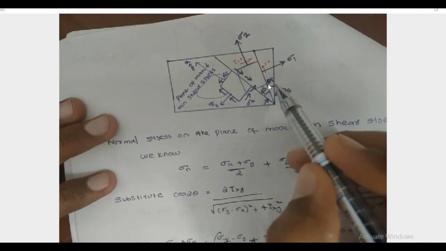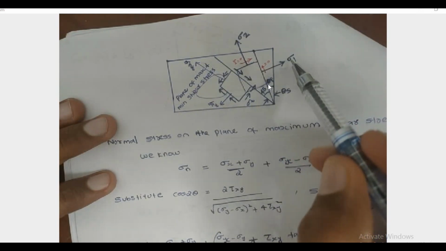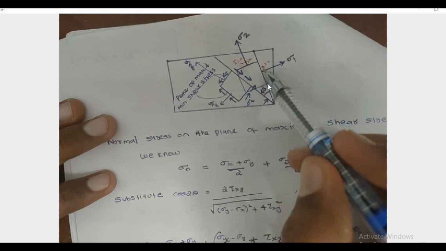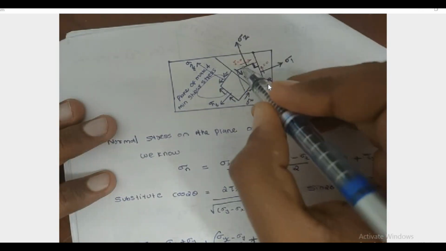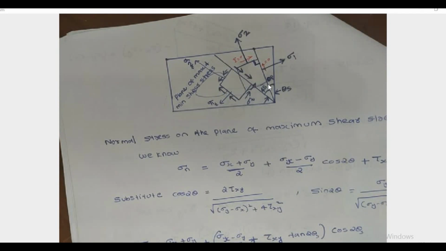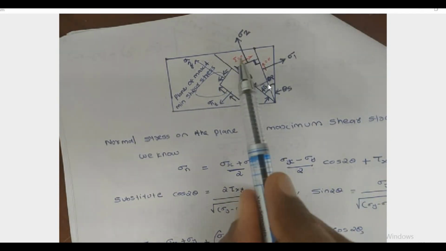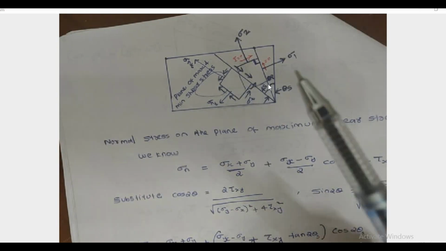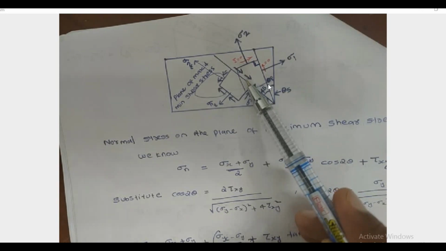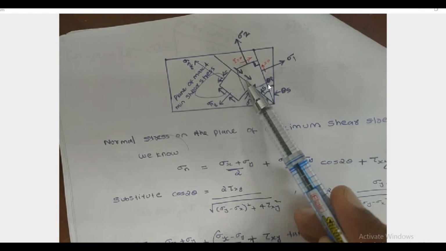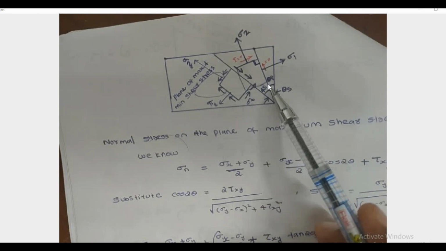This is the principal plane, sigma 1. Shear stress is 0 in this principal plane. Another principal plane is at an angle of 90 degrees with the major principal plane. This is the minor principal plane, where sigma 2 is the minor principal stress, where also shear stress is equal to 0. From the major principal plane at an angle of 45 degrees, this is the plane called the maximum shear stress plane. On this plane, maximum shear stress is acting, at an angle of 45 with the principal plane.